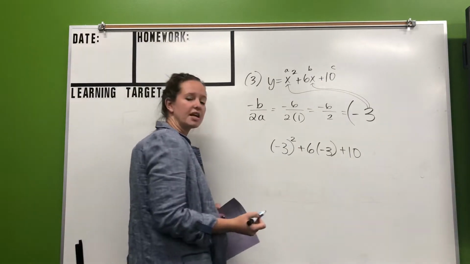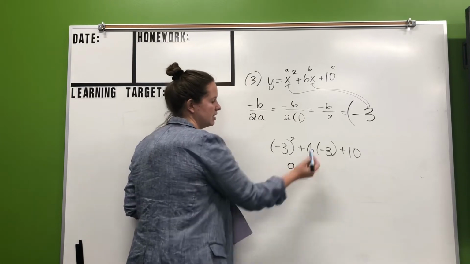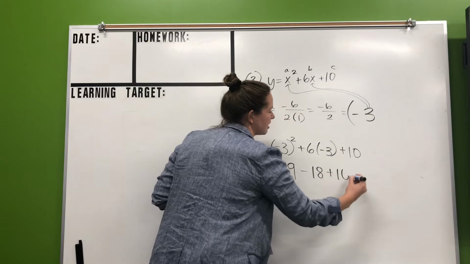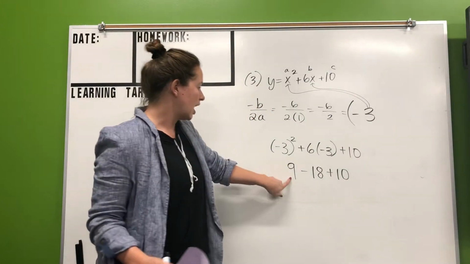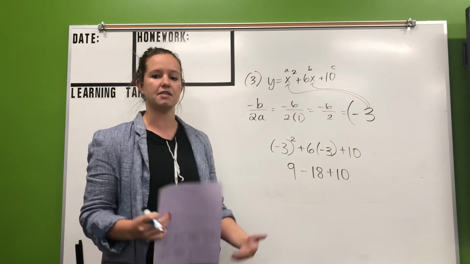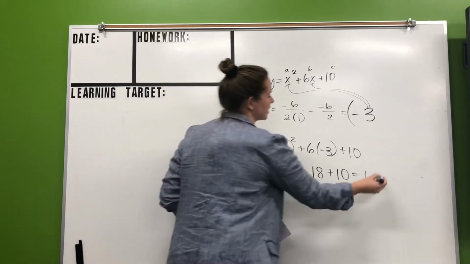Negative 3 squared is negative 3 times negative 3. Negative times a negative is a positive 9. 6 times negative 3 is negative 18, and then plus 10. So 9 plus 10 is 19, minus 18 is 1. Great, so that's your second answer.